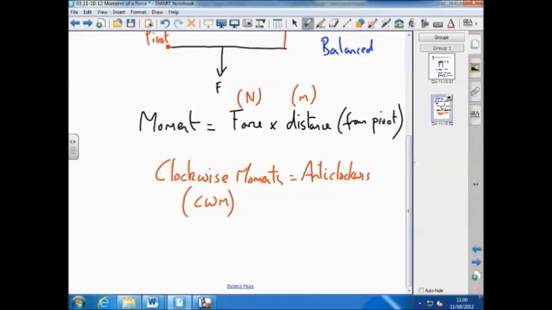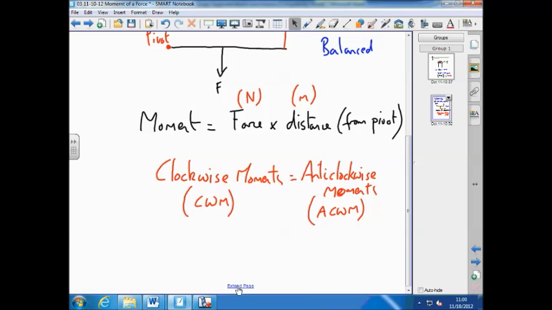I'm going to run out of room. Moments, hereafter called anti-clockwise moments. So anti-clockwise moments must equal clockwise moments if the thing is balanced, which it's going to be. And in the notes that you've got, that's called Rule 2, for no other reason than that's the second rule that was written down on the worksheet that you've got. Clockwise moments equal anti-clockwise moments.